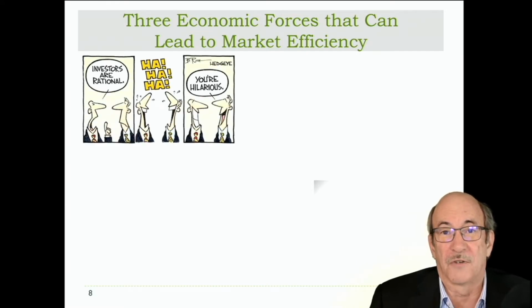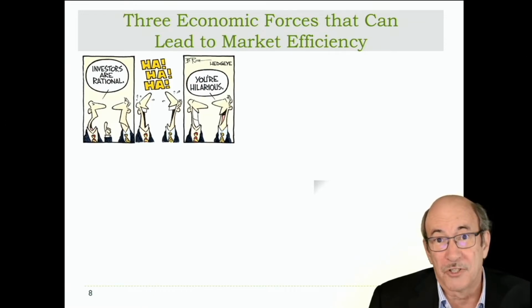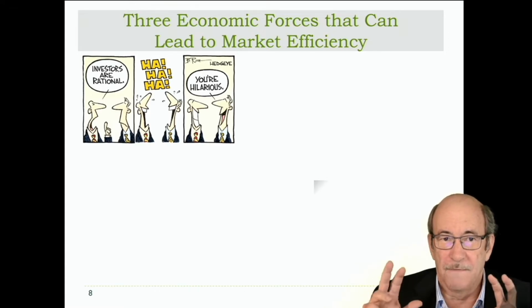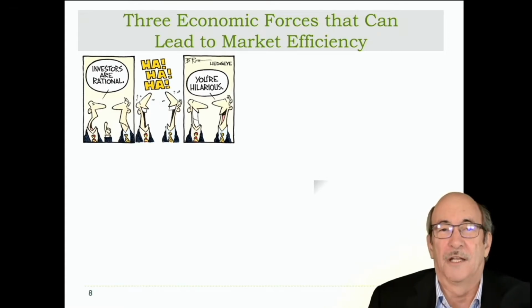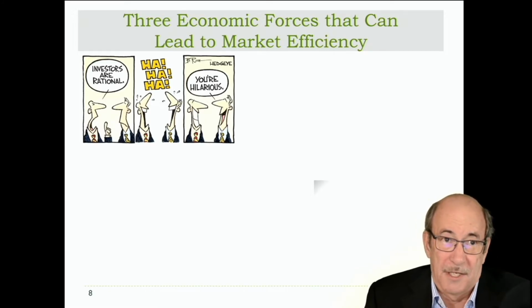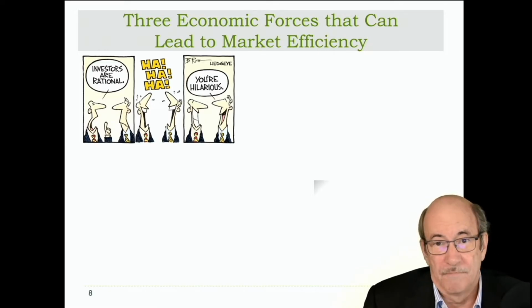One is investor rationality. We're assuming that investors are rational. And if investors are rational and they behave in that way, then more than likely the market price is going to be an efficient price. It's going to reflect the true underlying value of that asset. Now, not all investors are rational.